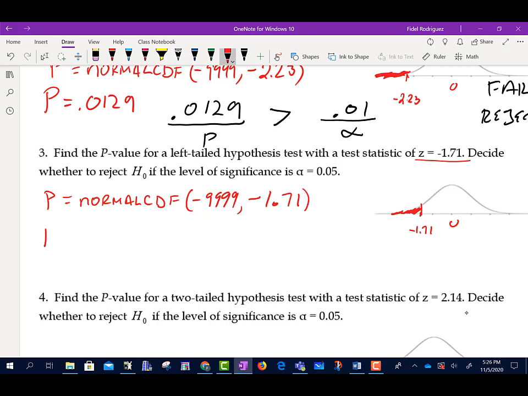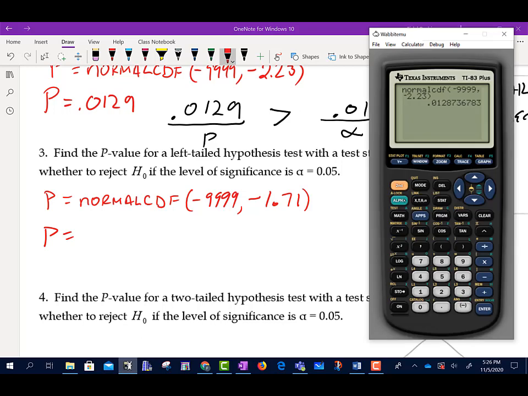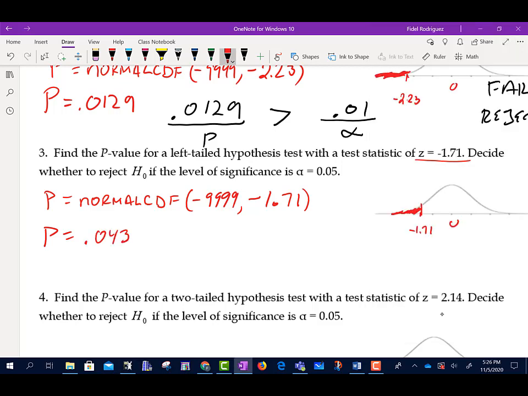Okay, so let's find our p-value. Let me get my calculator again. I go second vars, normal CDF, negative 9999, comma, negative 1.71, okay. And I am coming up with p, again, to 4 decimal places, 0.0436. Okay.